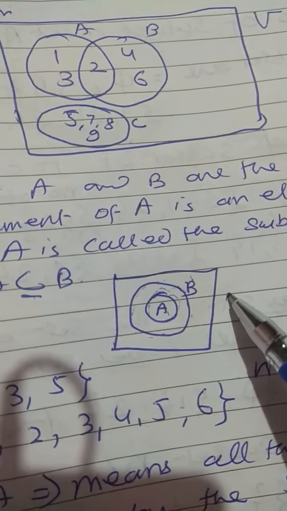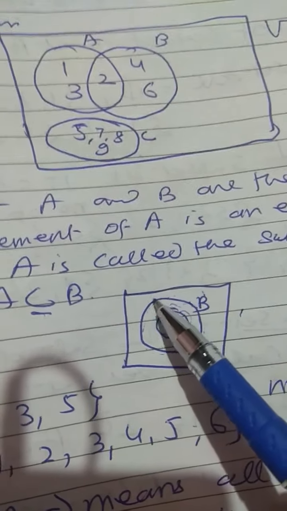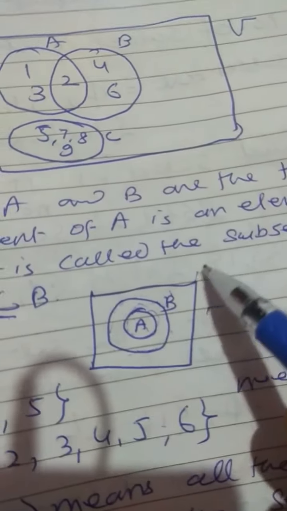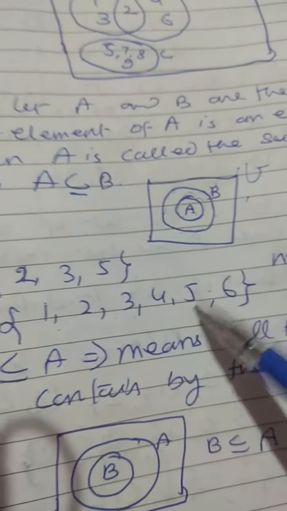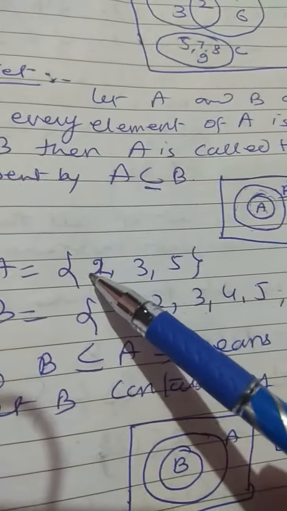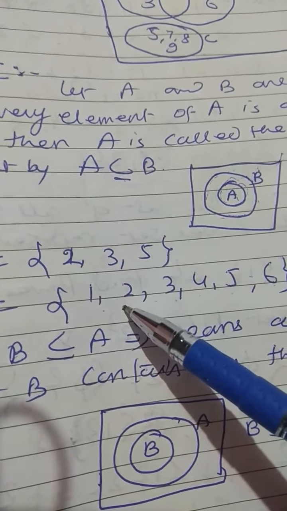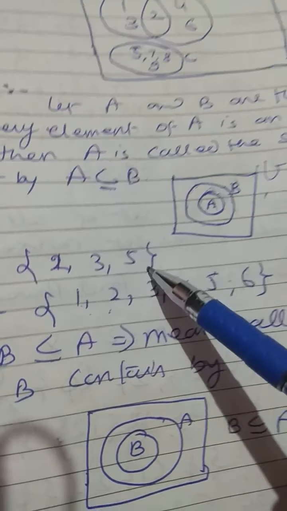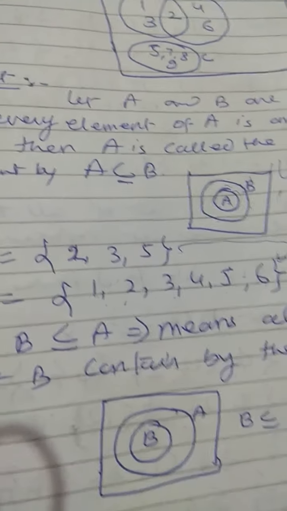And we define it by the Venn diagram. A is the set which is contained in set B. So B is the outer set and A is the inner set, and B is the universal set here. For example, A has elements 2, 3, 5 and B has elements 1, 2, 3, 4, 5, 6. All the elements 2, 3, 5 of set A lie in set B, and the remaining elements are also in set B. So A is a subset of B.